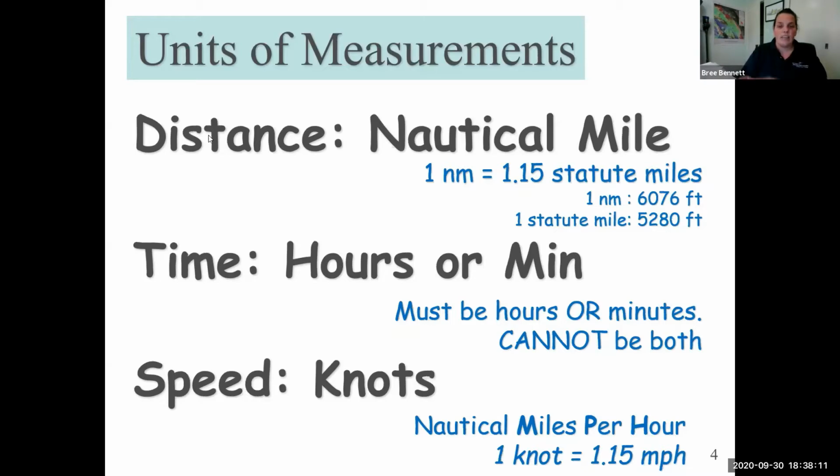And then we have the statute mile, and that's the miles per hour you use on your car, kind of the American way of saying miles. So a statute mile is 5,280 feet, where a nautical mile is a little bit bigger. It's just over 6,000 feet. So that nautical mile is bigger.